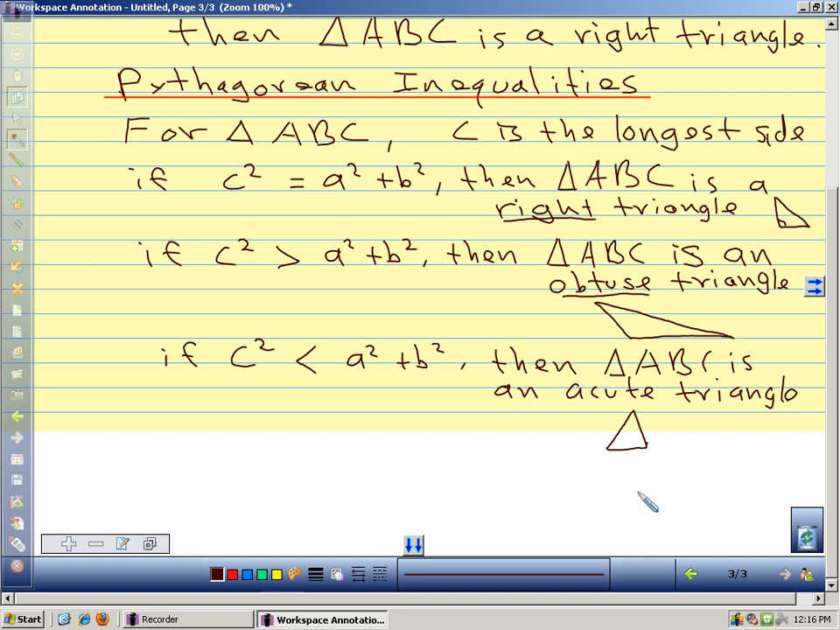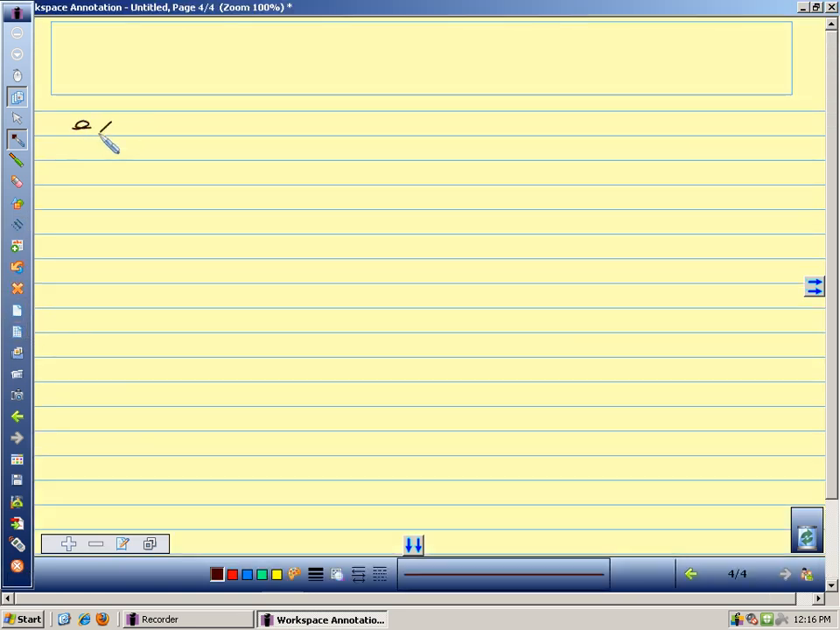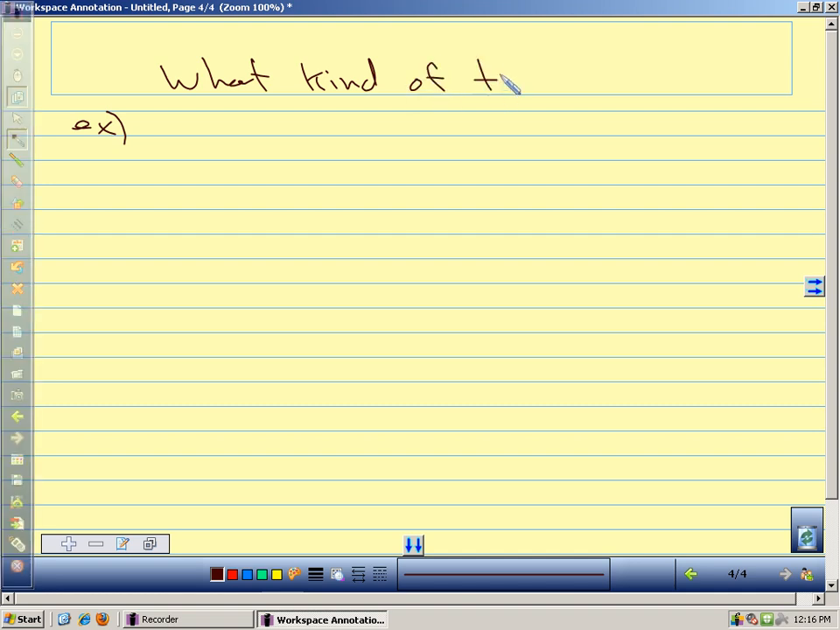Any questions on the formulas? Let's look at a couple of examples using the converse and using the inequalities. So for all of these, we're trying to figure out what kind of triangle.